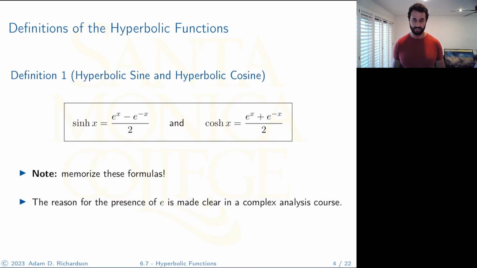It turns out these are the formulas. We define hyperbolic sine as e to the x minus e to the negative x, divided by 2. And hyperbolic cosine is e to the x plus e to the negative x, divided by 2. Sometimes this is called sinh, and this is called cosh. I'll say this right here: you do need to memorize these two formulas. When somebody says sinh x, you should be seeing in your head e to the x minus e to the negative x over 2. And when somebody says cosh x, you should be thinking e to the x plus e to the negative x over 2.